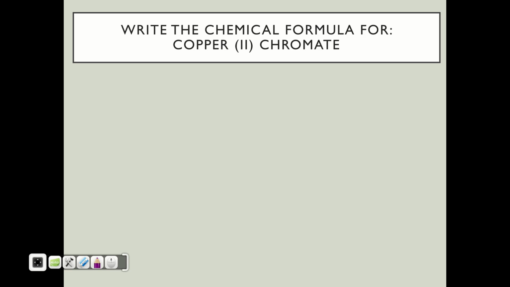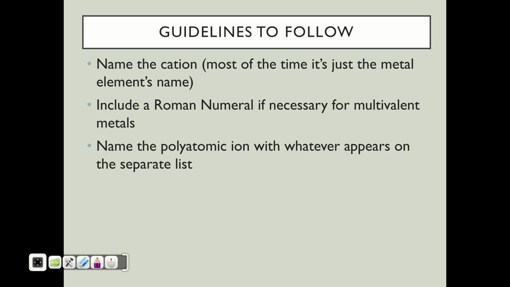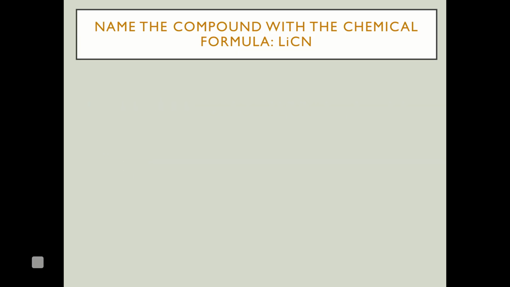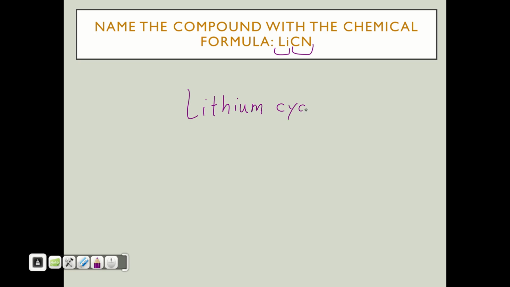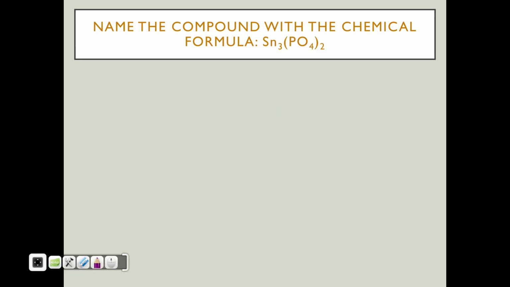All right. How do I write the name? Pretty straightforward. If you're going from formula to name, you write the cation, the metal. Again, if it needs a Roman numeral, use it. Polyatomic, you just copy it straight onto the paper. We don't do anything but copy it. So right here, you have lithium and then CN. So this would just be lithium cyanide.